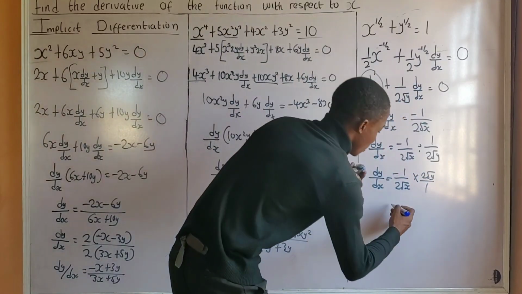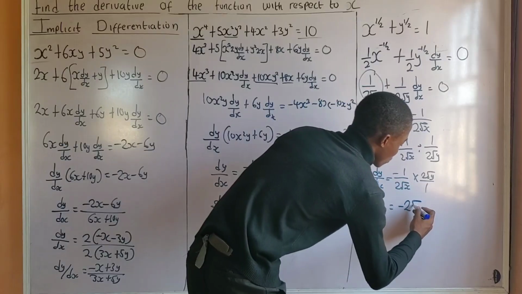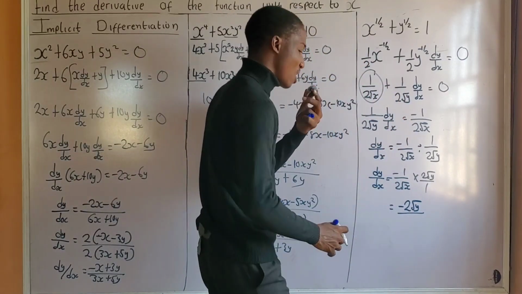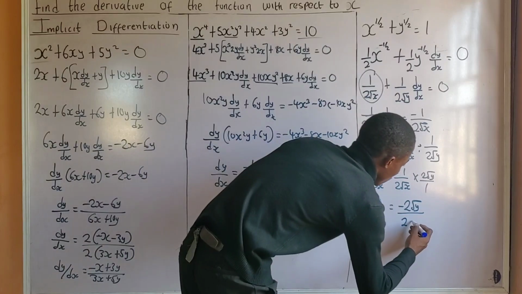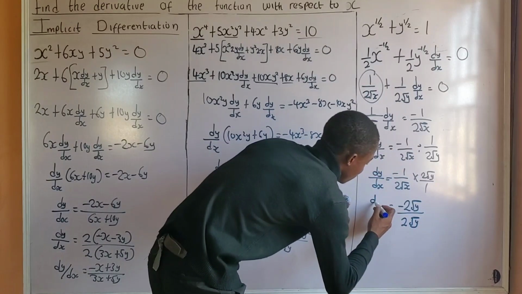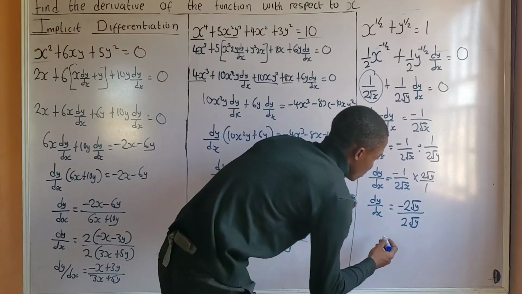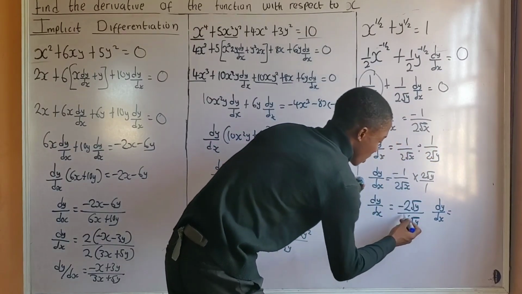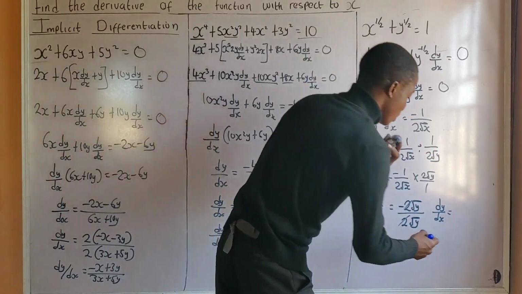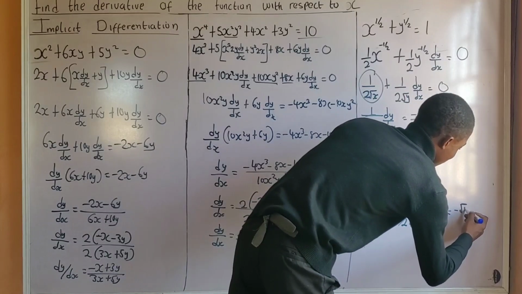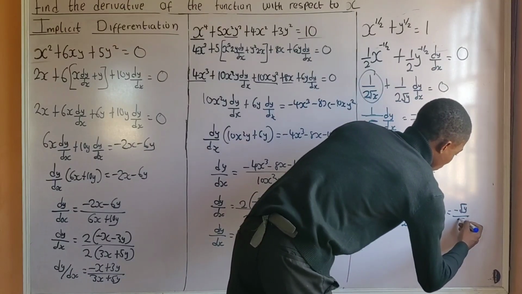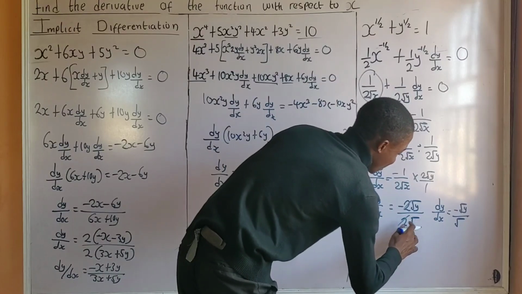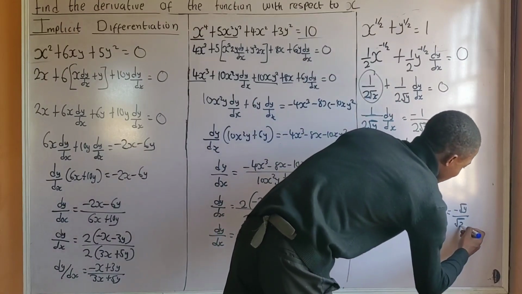Okay, 2 root y times negative 1. What are you going to have? Negative 2 root y. Then 2 root x times 1. What are you going to have? That is 2 root x. So dy all over dx will be equals to this. We cancel this. Are you getting it? So I'm left with what? Negative root y all over root x. Oh, sorry, this should be root x.